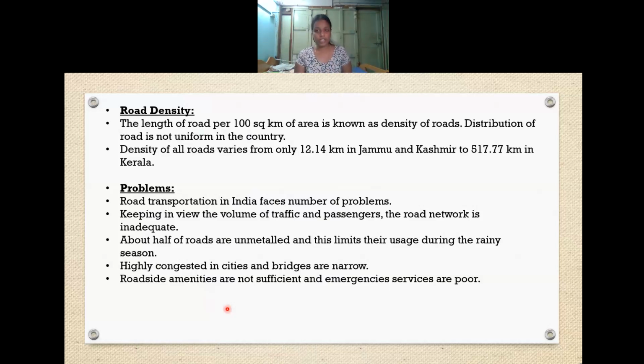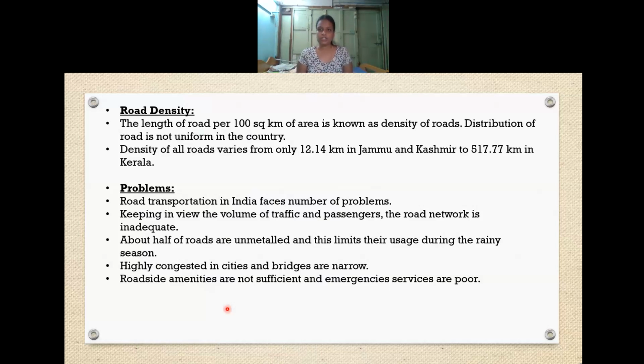The road transportation in India faces a number of problems even though we have good road communication in our country. Keeping in view the volume of traffic and the passengers, the network is inadequate. Even though we are giving good road facilities, due to the traffic as well as the passengers moving from one place to another, that volume is inadequate.